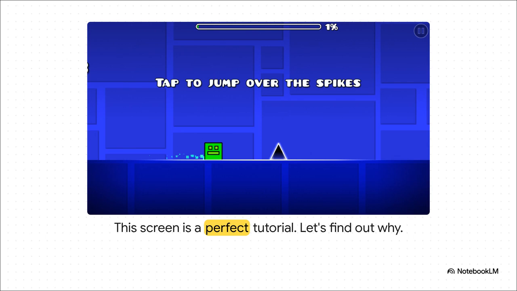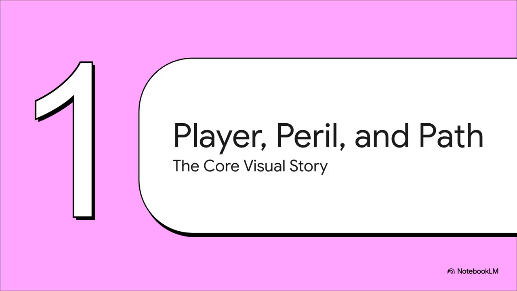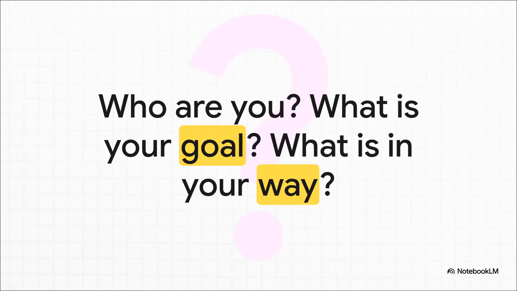What you're looking at right here, this is basically a perfect tutorial. I mean it. It tells the player everything they need to know about the game in less than a second. It's an absolutely incredible piece of design, so let's break down exactly why it's so effective. So the first thing you have to realize is that this isn't just a static image. Nope. It's a complete visual story, and at the heart of that story are three key things: the player, the peril, and the path.